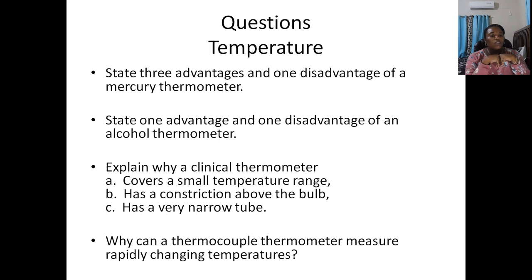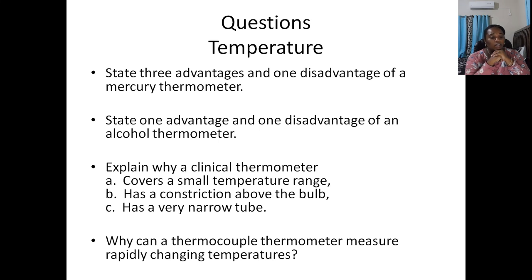Now explain why a clinical thermometer covers a small temperature range. Because it's being used to test humans. And our temperature range is very small, so there's no need to make long thermometers for that. Now, it has a constriction above the bulb to increase accuracy once the thermometer has been removed from the body, so that the mercury doesn't fall back down into the bulb. So you want to get accurate measurements or accurate data. It also has a very narrow tube. Well, that's so that the liquid doesn't fall back. That's my answer for that one.